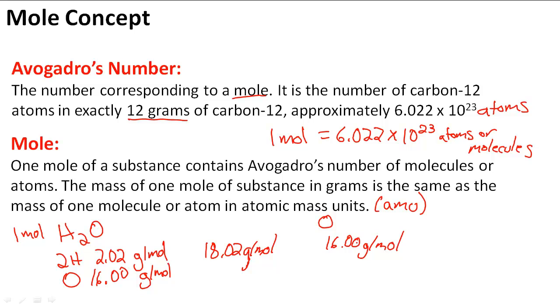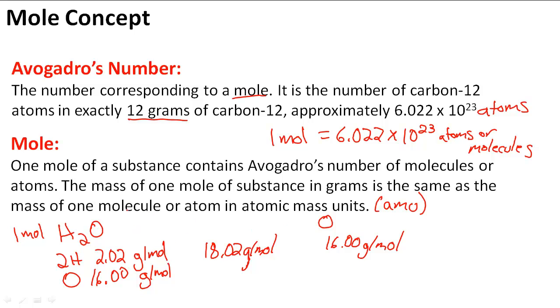I get that number from the mass number from the periodic table. So that's 16.00 grams per mole, and that tells me that every time I have 16.00 grams of oxygen atoms, I have 1 mole of that oxygen atom. This also tells me that if I have 18.02 grams, I have 1 mole of H2O, and I also have 6.022 times 10 to the 23rd molecules of H2O. And if I have 16 grams per mole of oxygen, I have 6.022 times 10 to the 23rd atoms of oxygen.